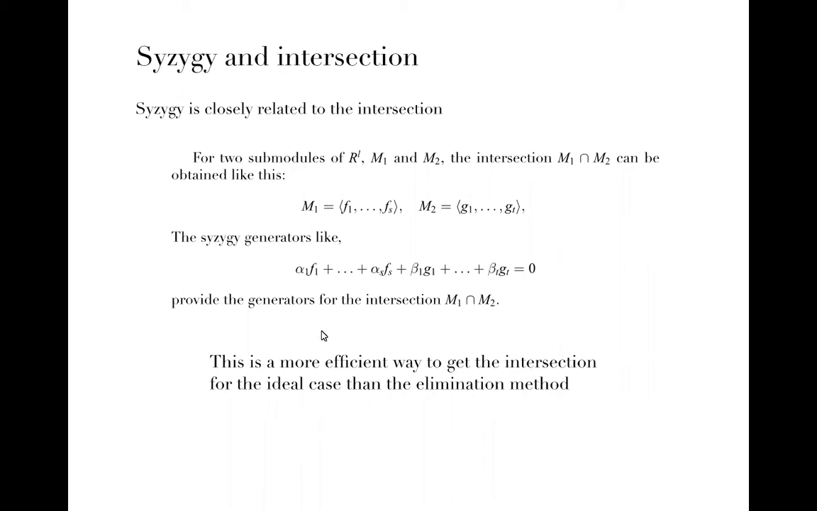This is a much better way to do this than to do the intersection with the elimination theory, because by doing the other way, you have to introduce the auxiliary variable t here. And then you also increase the total degree of the polynomials, makes the computation much, much slower. So this way is better.